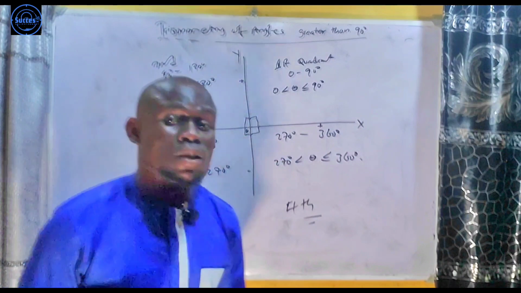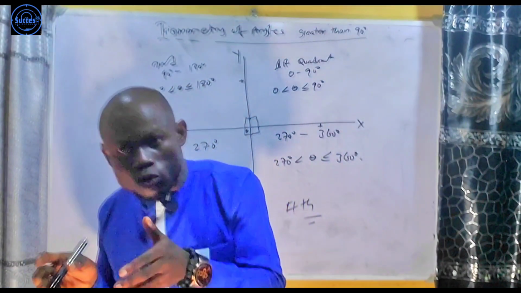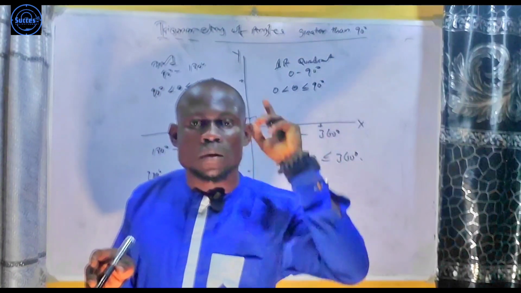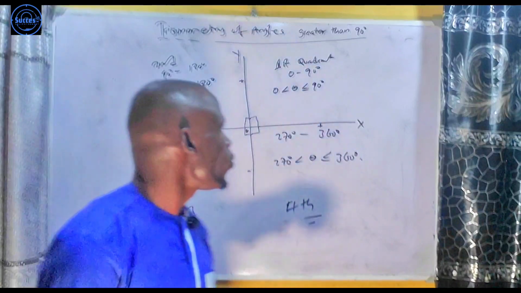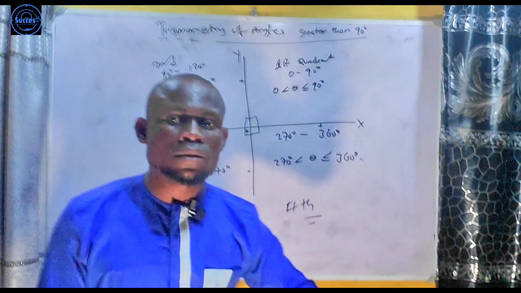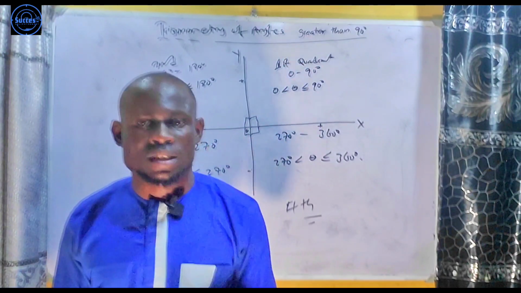And whatever I do in the fourth quadrant is how you estimate trigonometry of angles that are greater than 270 degrees but less than 360 degrees. I'll take them one after the other, and I believe it's as simple as ABC. Everyone out there should be able to understand this.